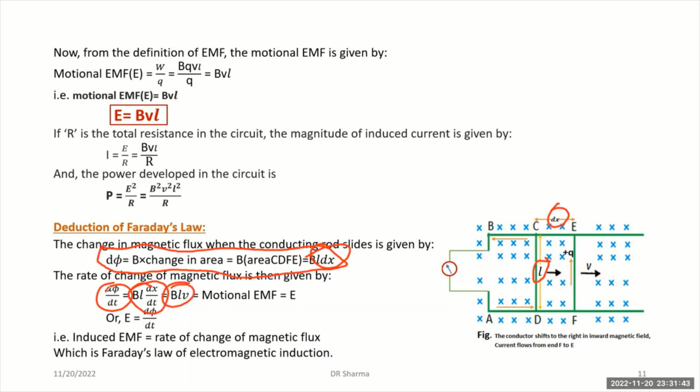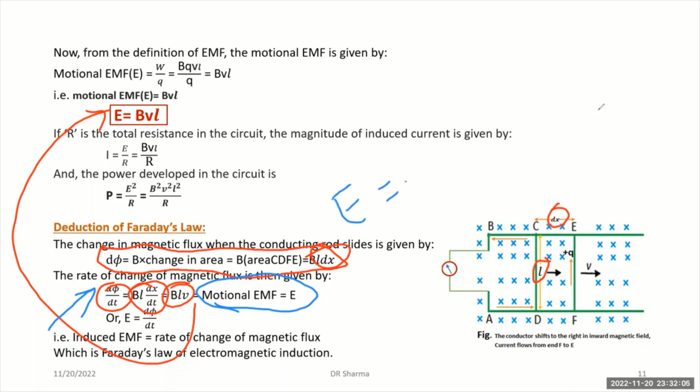And this BLv is just the motional EMF. That means the rate of change of flux is equal to the motional EMF, which is Faraday's law of electromagnetic induction. We may attach the negative sign to represent that induced EMF opposes the flux change. Or otherwise, you must know you have already deduced Faraday's law.